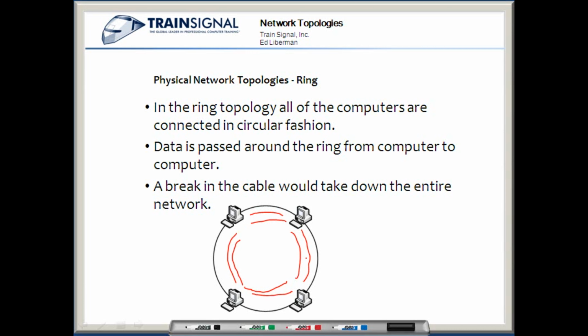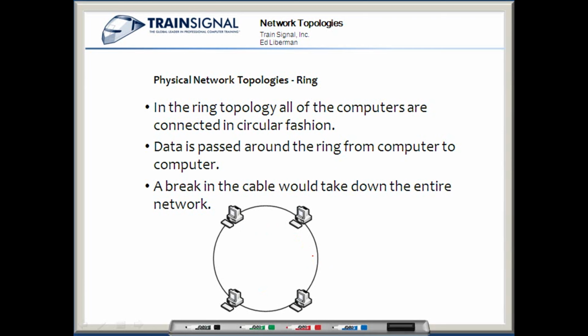Now, because of this, a single break in the cable, so if we break our cable, well, that's going to take down the entire network. Why? Well, because again, data is trying to travel around and round and round, and when it gets to here, it's going to say, oh, I'm done. So the entire network will be down.